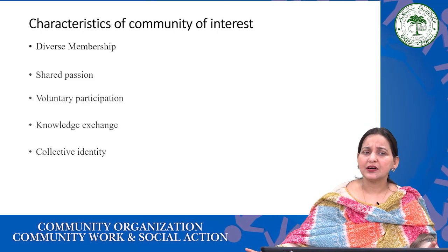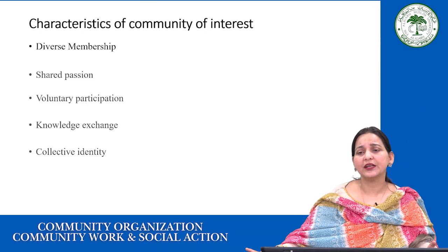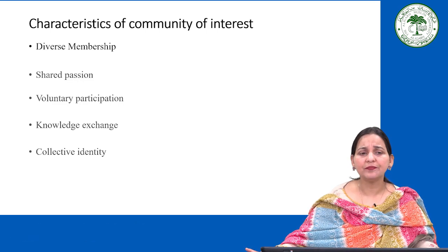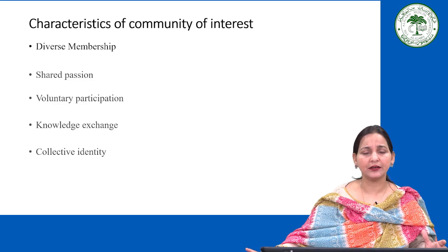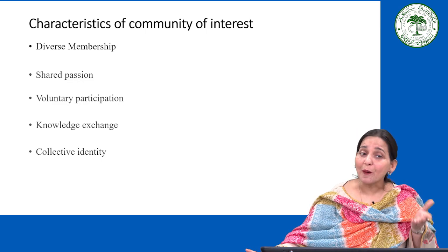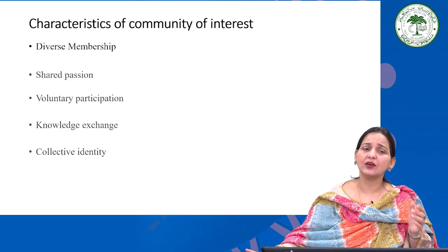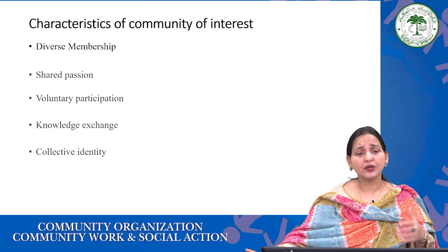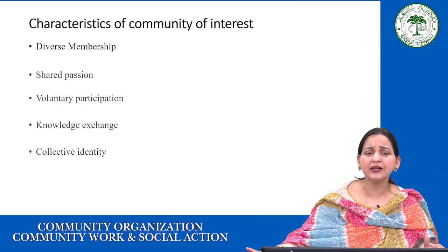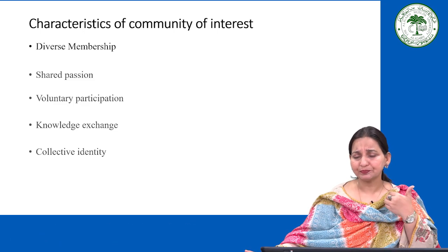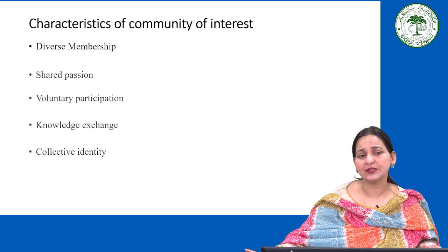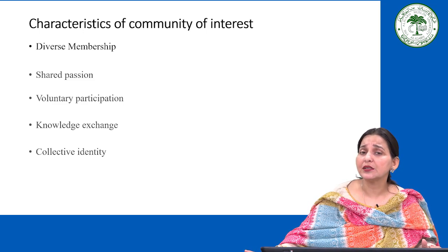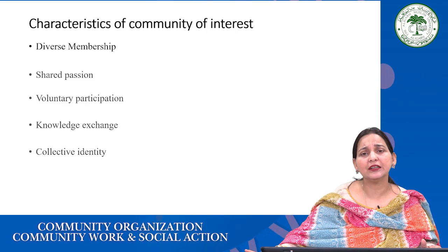The characteristics of a community of interest are these. Diverse membership: these communities can span various demographics including age, gender, profession, and culture, which I have already discussed. Shared passion: members are united by a common interest, hobby, or passion. Voluntary participation: people choose to participate in this kind of community because they genuinely care about the topic, the idea, the concern, not because of any external obligation, right? Knowledge exchange: whenever people come together around certain issues, hobbies, or things, they definitely share certain knowledge. Collective identity: as everyone comes together, once they come into the community of interest, they develop a collective identity as representatives of a particular community, like the farmers' community or the LGBTQ community. So they develop a kind of collective identity.